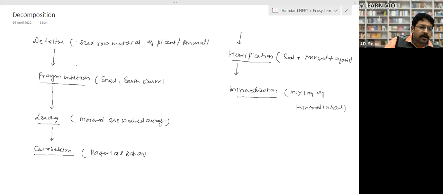So how does this start? First, what is detritus? Detritus is the dead raw material of plant or animal parts. Detritus also includes the feces of animals. All those leaves, twigs, fruits, and parts which fell down from the plant are dead parts, and we consider all of them detritus. That is the dead raw material, meaning decomposition has not yet started. This is the fresh raw material which came out as a byproduct of any plant or animal part.